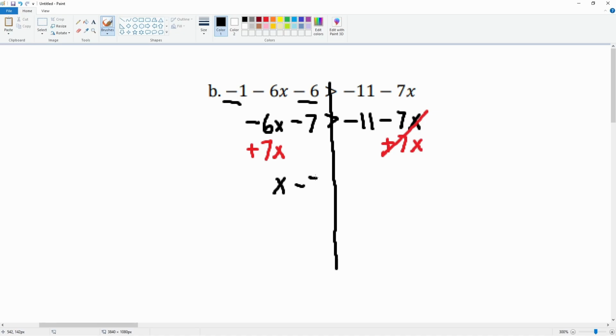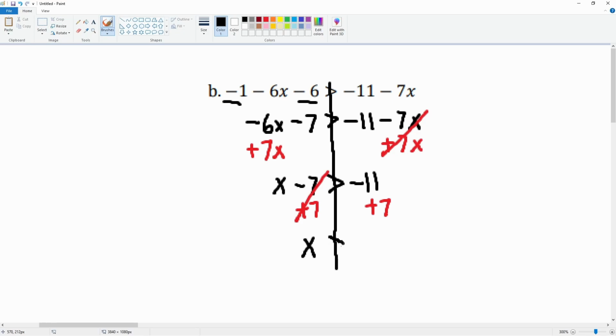We did not touch the negative 7. We did not touch the inequality. And we did not touch the negative 11. Now there's a negative 7 on the left-hand side. Let's get rid of it by adding 7 to both sides. The negative 7 and the plus 7 on the left will cancel, making the number 0, leaving us with just an x on the left.